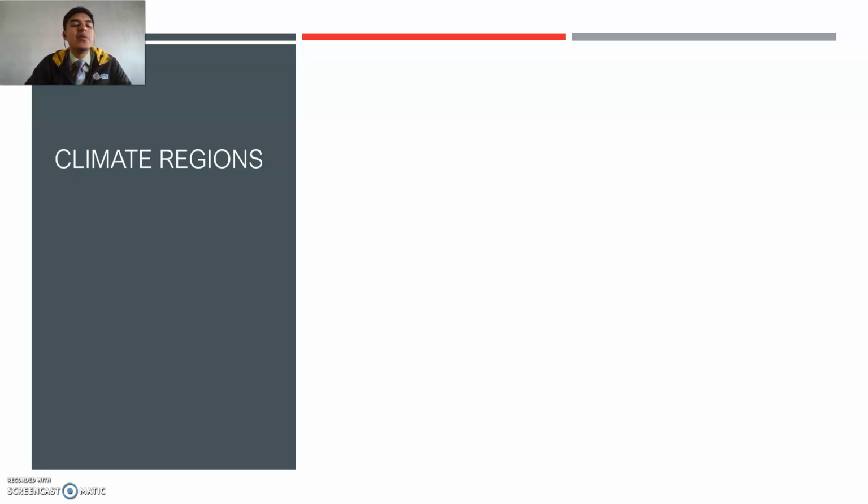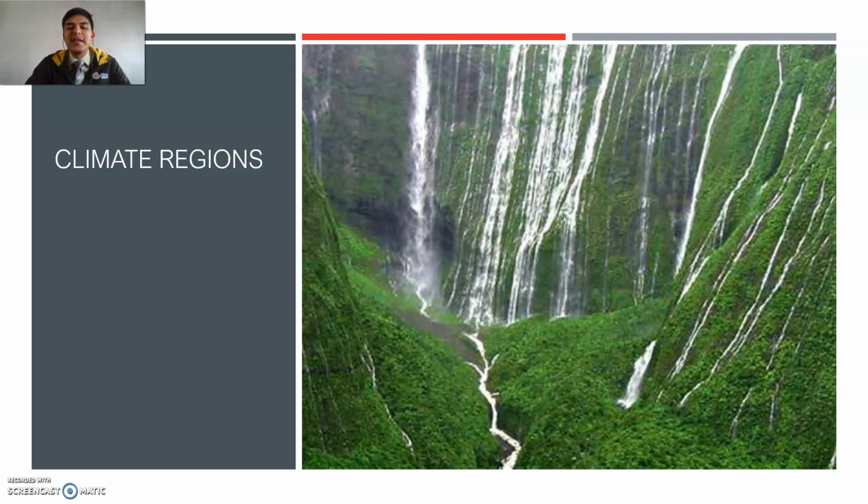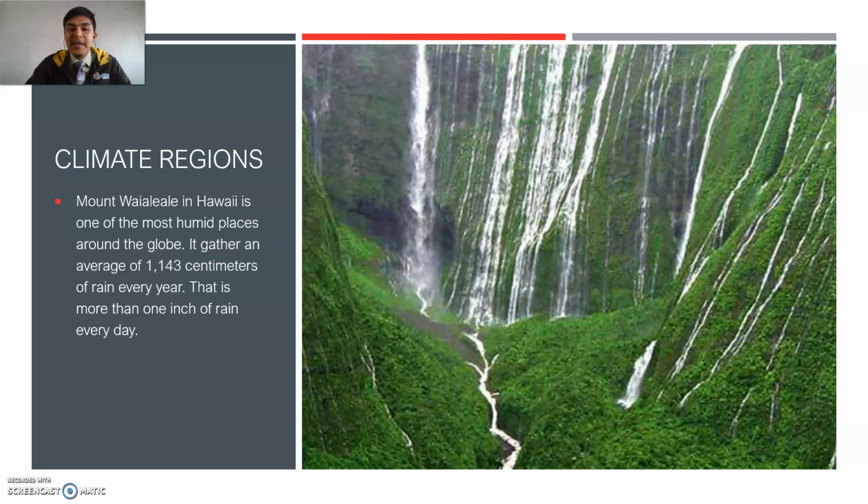All right, so let's go over our topic, climate regions. And this is a very beautiful picture of one of the most enigmatic climate regions around the world. And it is Mount Waialeale. I think that's the way it is pronounced. It's a Hawaiian term. So it is located in Hawaii, and it is one of the most humid places around the globe. And it gathers an average of 1,143 centimeters of rain every year.